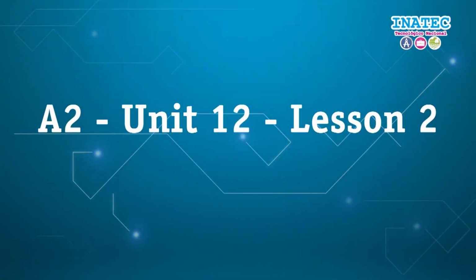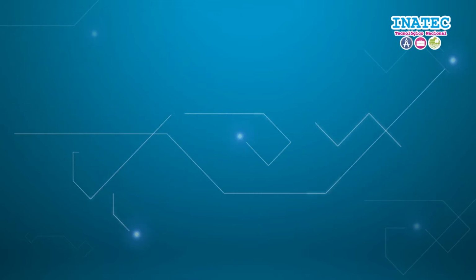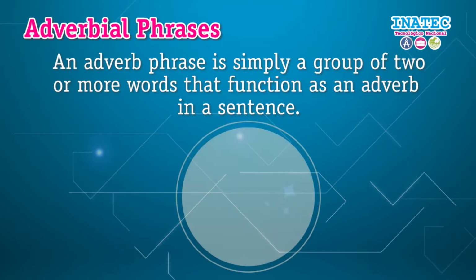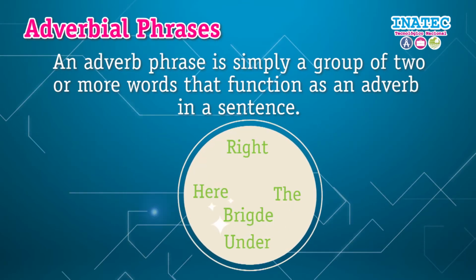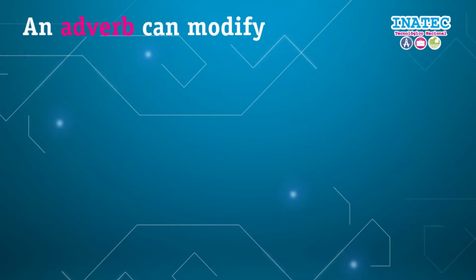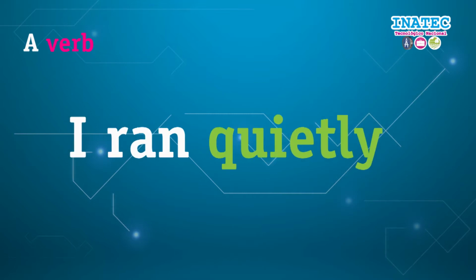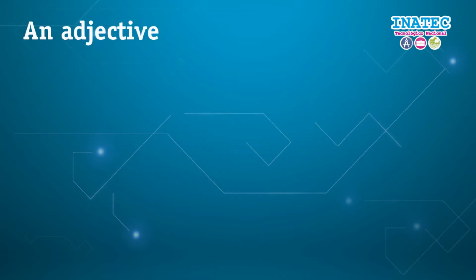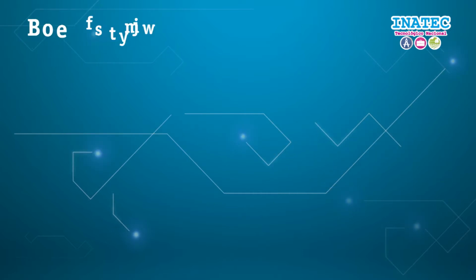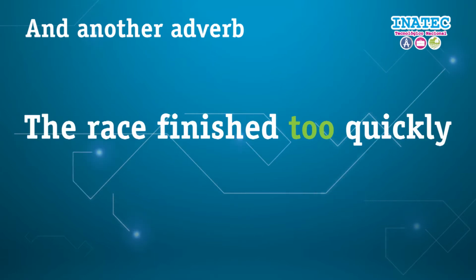A2, Unit 12, Lesson 2. Using adverbial phrases. An adverb phrase is simply a group of two or more words that function as an adverb in a sentence. An adverb can modify a verb. I ran quickly. An adjective. Tom is very tall. And another adverb. The race finished too quickly.